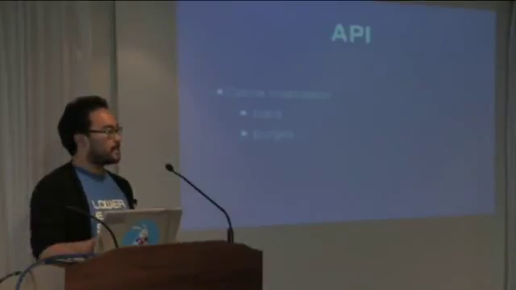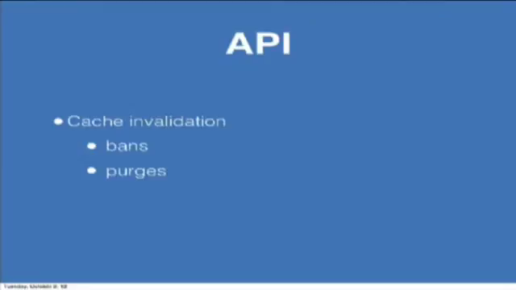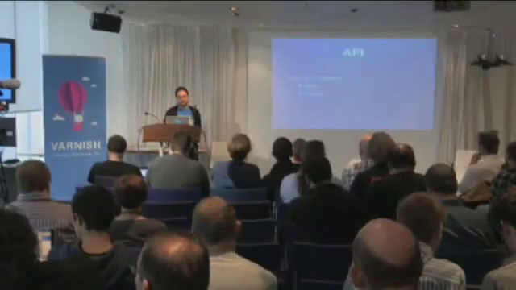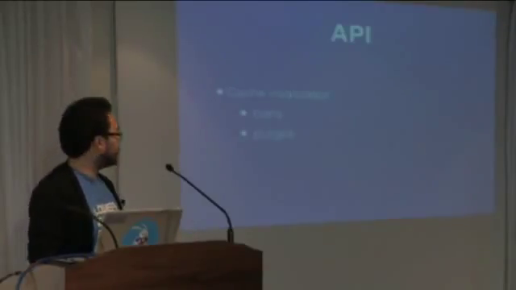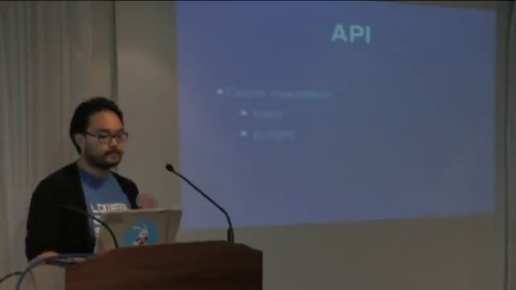We do have an API as part of the VAC. A lot of these bans, people want to sort of automate. So we have that in the form of a RESTful web interface. And we now have a high-performance purging API also.